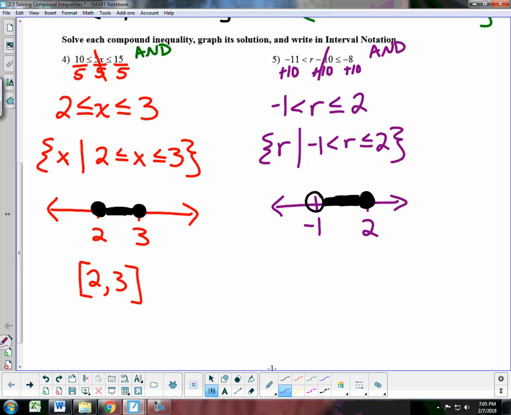And now let's do our interval notation. So starting at negative 1, we're going to use a parenthesis on that side since it's open circle, ending with 2, closed square bracket because it's the closed circle.